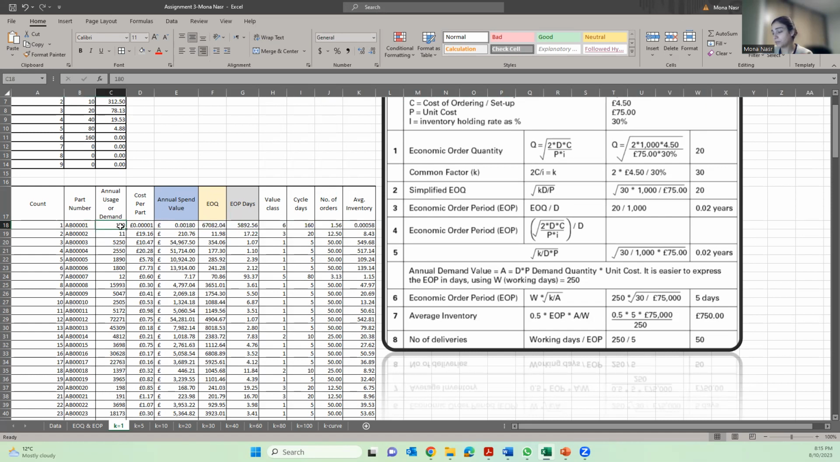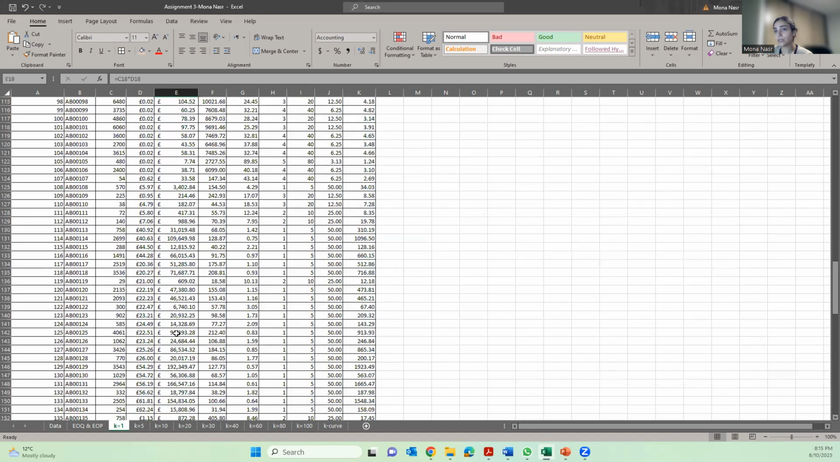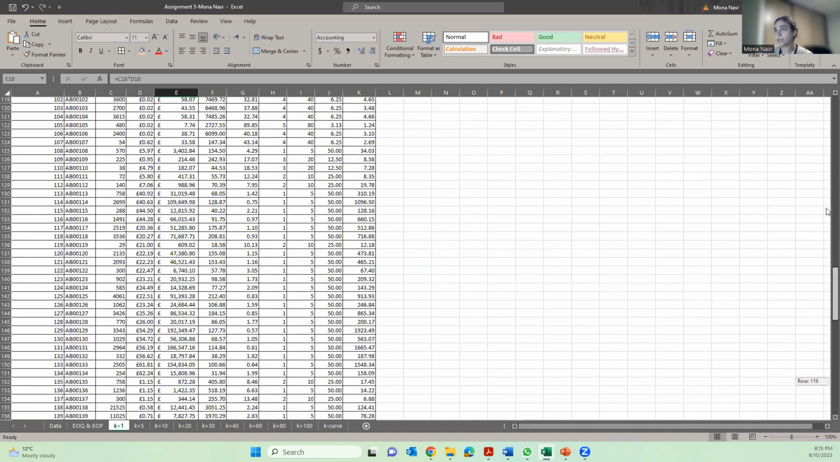180 times this number, which is the cost per part, and here we have annual spend at 0.00180. And then we drag this formula all the way down, for all, as you can see, 200 products we have.